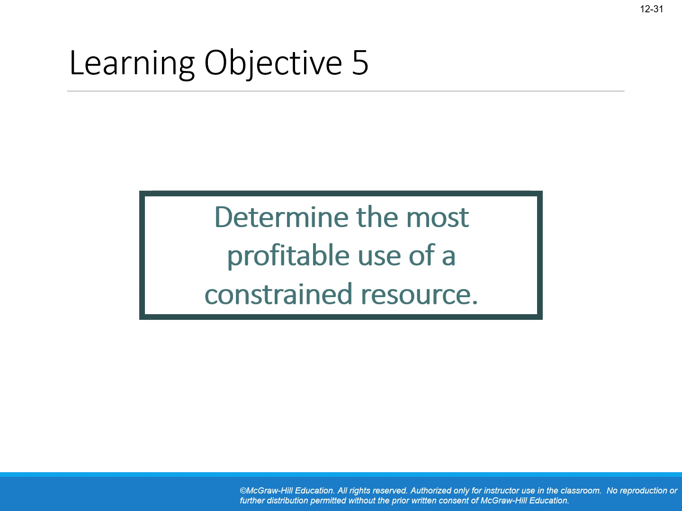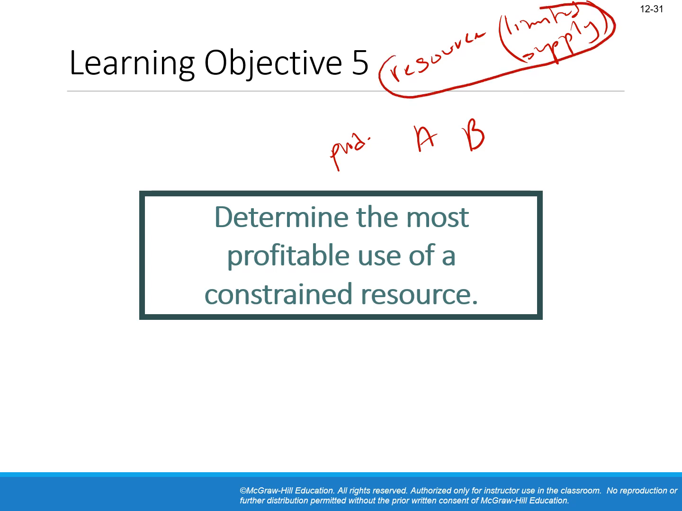In the fifth learning objective, we will learn how to determine the most profitable use of a constrained resource. Assume that you manufacture products A and B, and you have some resource that is constrained. It has a limited supply or quantity. You should determine whether this constrained resource should be allocated to product A first or product B first, and whatever is left goes to the other product. And this is what we are going to learn.